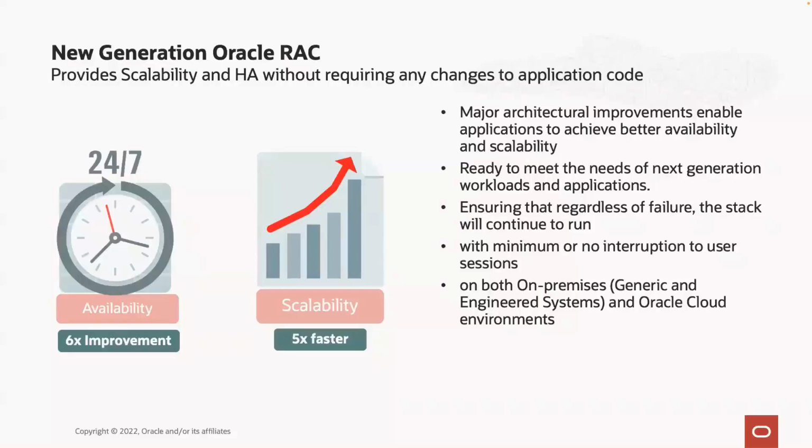Our premise for this new generation Oracle RAC is that we will provide you scalability and HA without any changes to your application code. We will always try to give you the best scalability and availability, and you don't have to change anything. There are no interruptions, or minimal interruptions, and we provide it on a wide variety of platforms: on premises on AIX, Solaris, and Linux, including Red Hat Linux and Oracle Linux, and also in the Oracle Cloud.